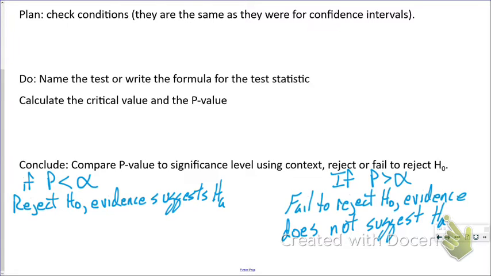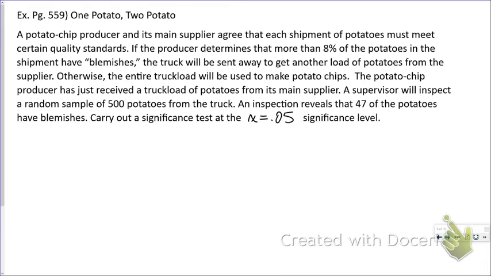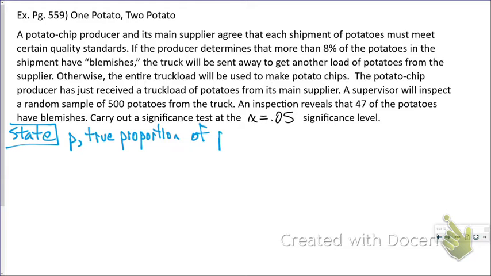All right, let's give one a try. And it is the potato problem that we've been working with. So we already know the state step. Maybe hit pause and read through it. I'm going to dive right in. For the state step, we need to write what we're measuring. We wrote this last week. True proportion of potatoes on the truck with blemishes.